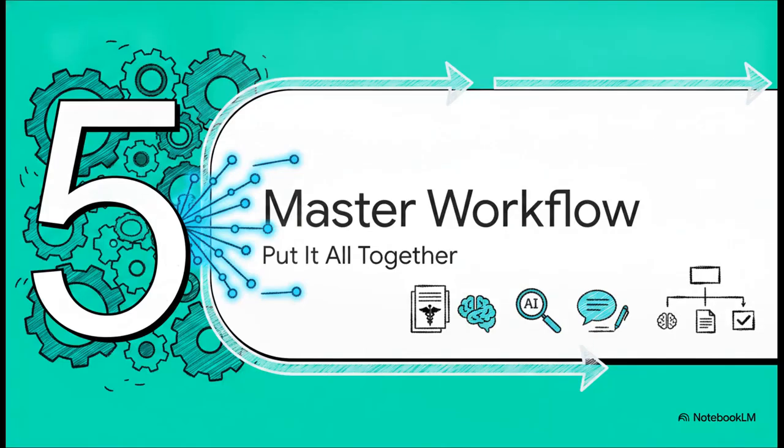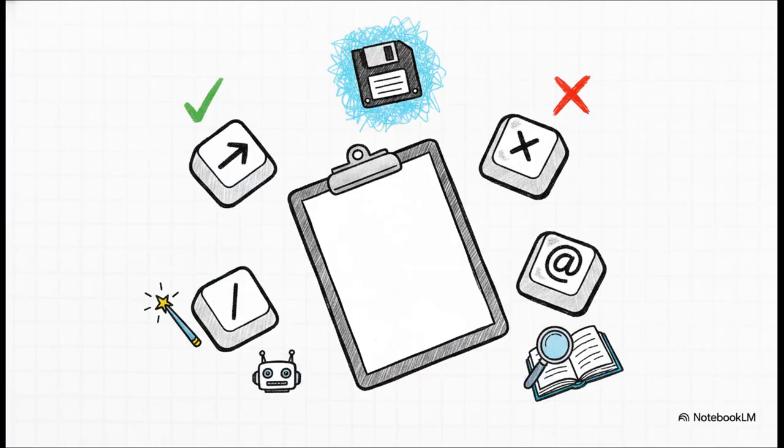Finally, Section 5, Master Workflow. To become a true power user, you really only need to memorize 5 basic keys. Press Tab to accept an AI suggestion, hit Escape to reject it if you want to write your own words, use the / for the Ask AI command menu, the @ symbol to instantly drop in citations, and, obviously, Ctrl+S to save your work. Easy, right?